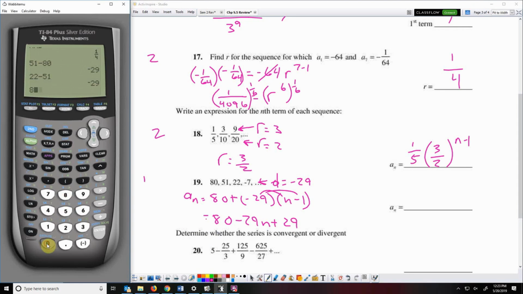Let's see, 80 minus 29 is 51. That should have been plus 29. So I'm going to try that again. 80 plus 29 is 109. So I get negative 29n plus 109.